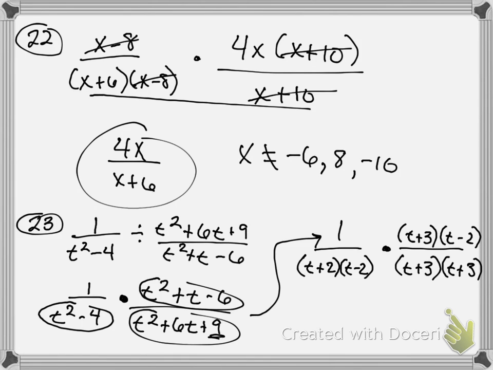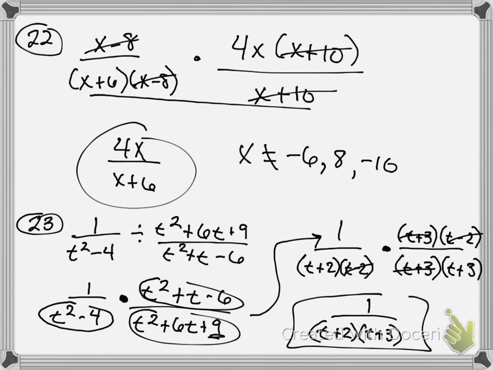So now I have some stuff that cancels. One of the plus 3's cancels. One of the t minus 2's cancels. I'm just left with 1 over t plus 2, t plus 3. That's your answer. That's my answer.